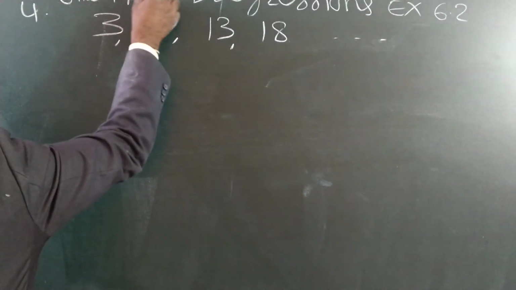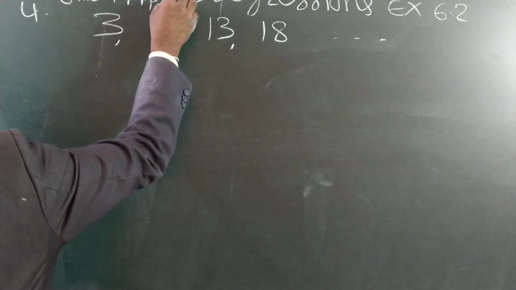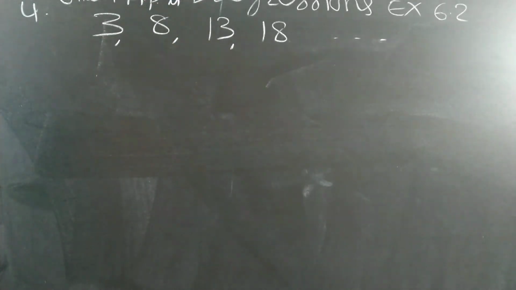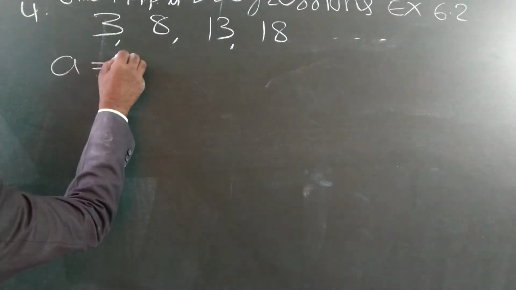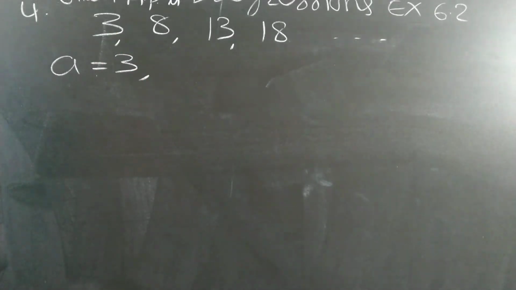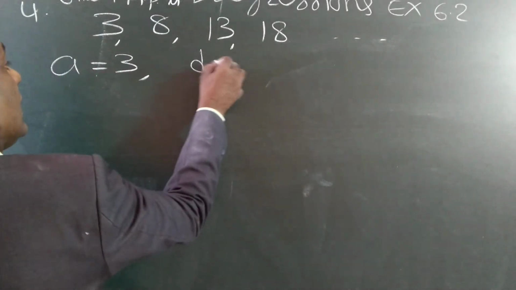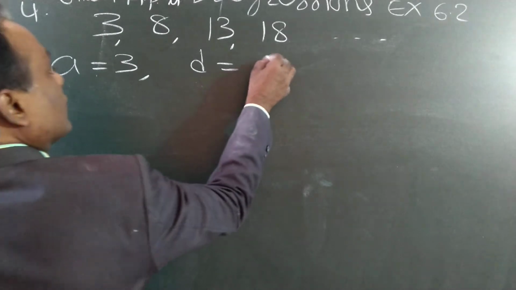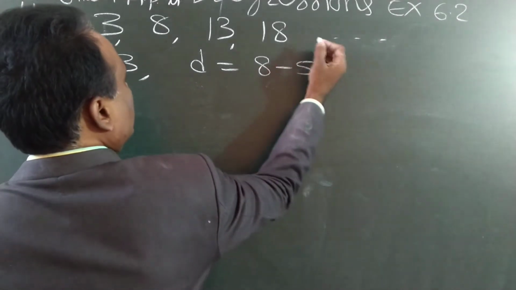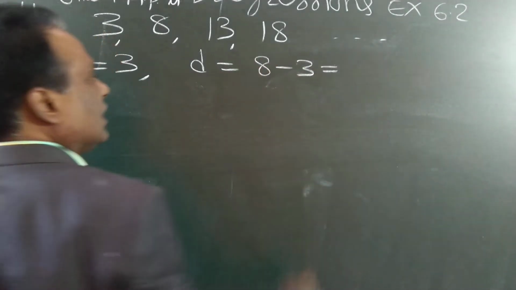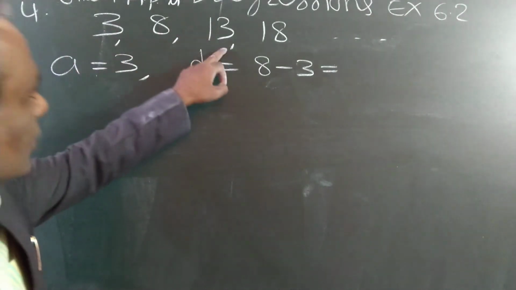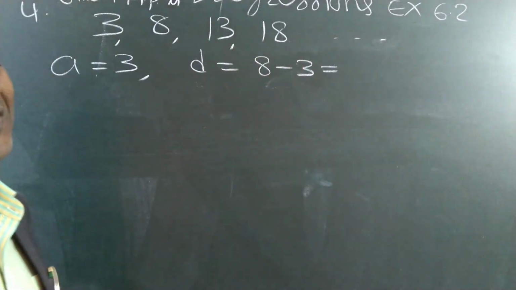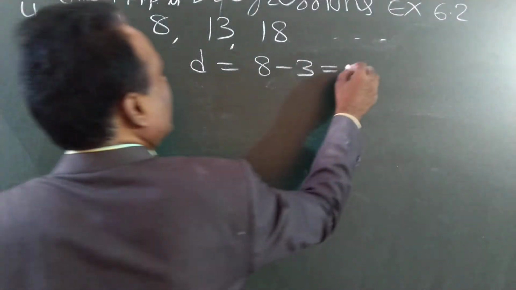Given AP, an arithmetic progression is given. Whenever an arithmetic progression is given, you find the A value and D value. What is A? 3. The first term is denoted by A. What is D? D is the second term minus the first term, any term minus its previous term. A is the first term, D is second minus first or third minus second. So 8 minus 5, D is equal to how much?